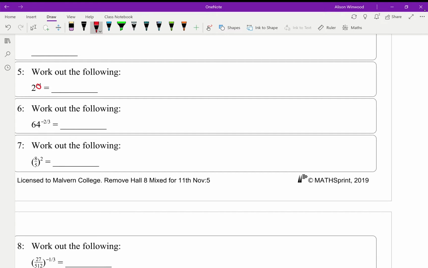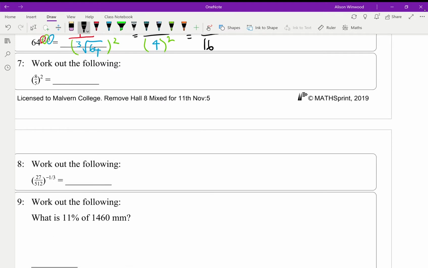Negative indices means I'm going to have 1 over, and then I've got 2 to the power 1. 2 to the power 1 is just 2. Negative indices means I've got 1 over. Then the fraction, the denominator is 3, so I want the third root of 64. And then last thing, I'm going to square my answer. So I've got 1 over, cube root of 64 is 4, which I'm then going to square. 4 squared is 16, so I've got 1 over 16.